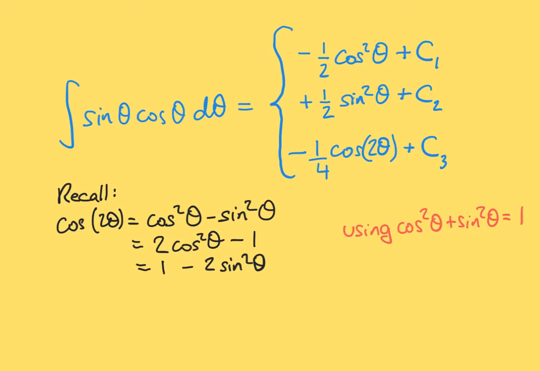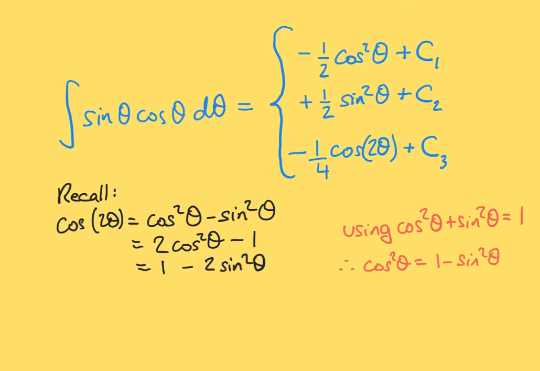So what I would finally like to talk about is the equivalence of these 3 different results for the same integral. And the key result, I think, is to start off using cos squared theta plus sine squared theta is 1. Because from that result, we see that, for example, cos squared theta is 1 minus sine squared theta.